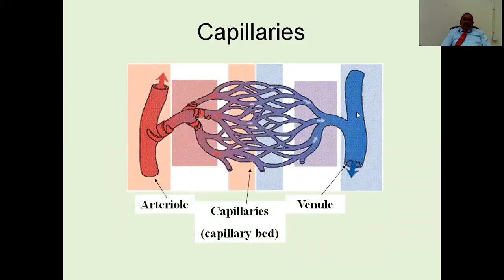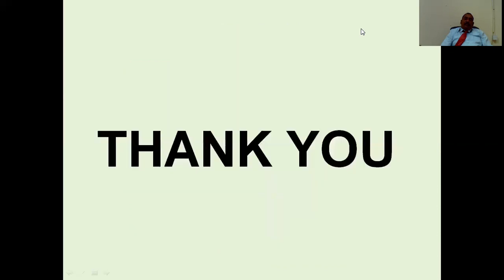So this is the diagrammatic representation of capillaries. This is the arterioles, this is the venules. This is the capillaries, and you have cells around here. So whenever you need oxygen, it will get diffused through this single layered capillary wall.